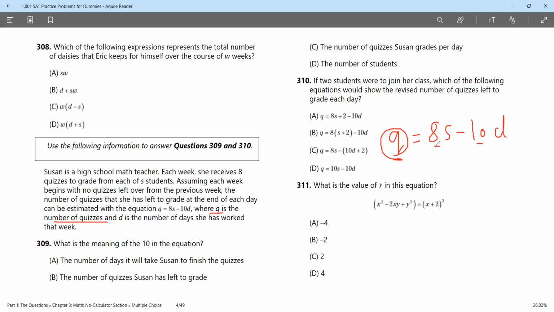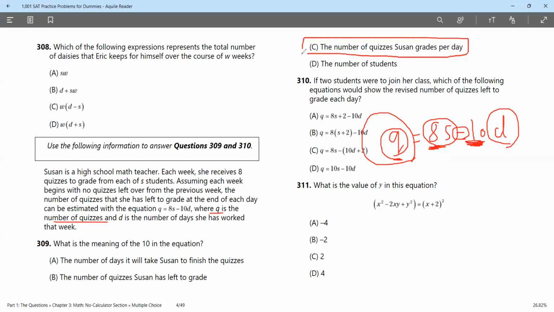Because she started this week with 8 quizzes from each student, from the S students, she has a total of 8S quizzes, okay? And she will grade 10 quizzes every day. So 10 quizzes will be subtracted from the 8S every day. So every day we can know the total number of quizzes left, which is Q. So 10 represents what? The number of quizzes Susan grades per day. That's it.